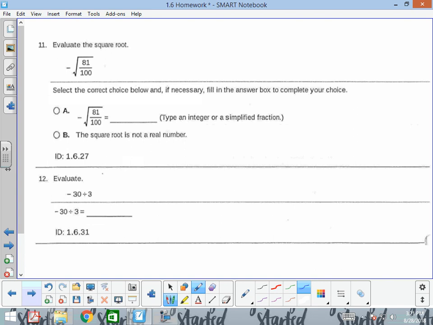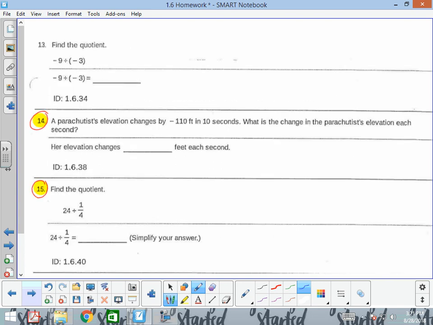All right, we're going to skip 11 and 12 and 13, and we'll go to 14. Number 14 says a parachutist's elevation changes by negative 110 feet in 10 seconds. What is the change in the parachutist's elevation each second?